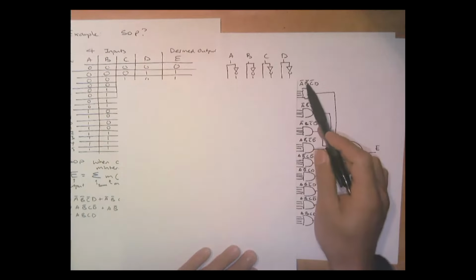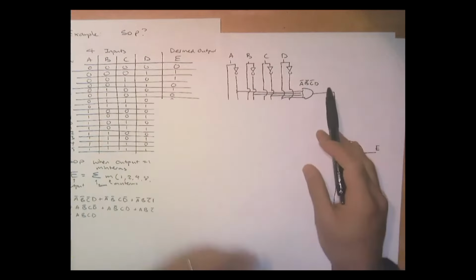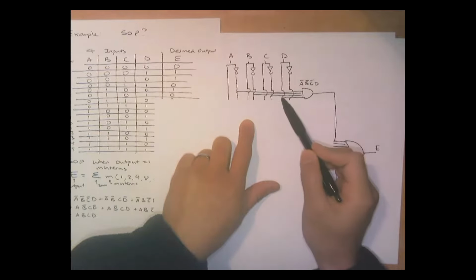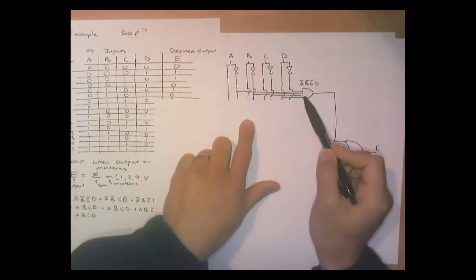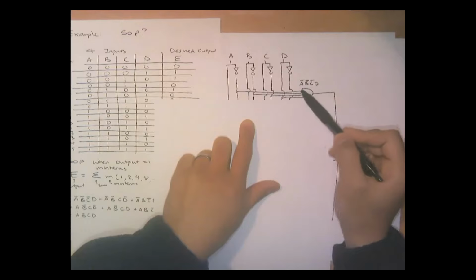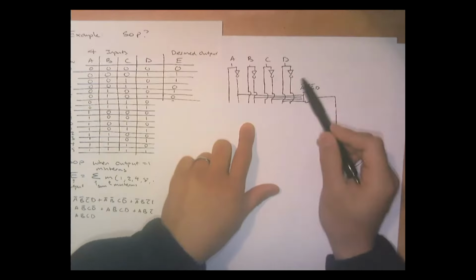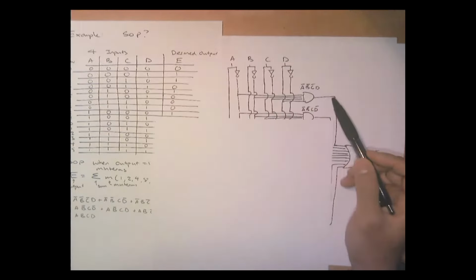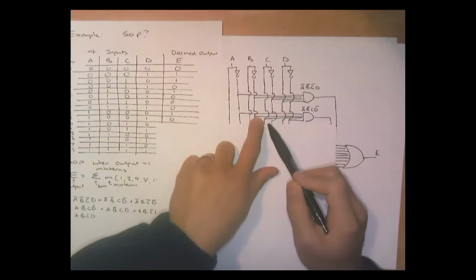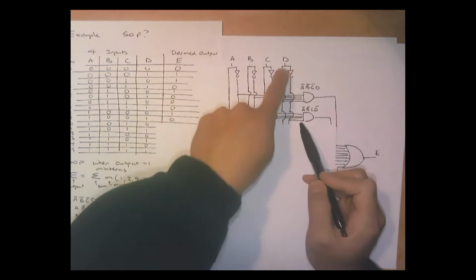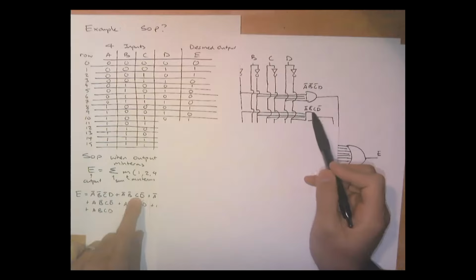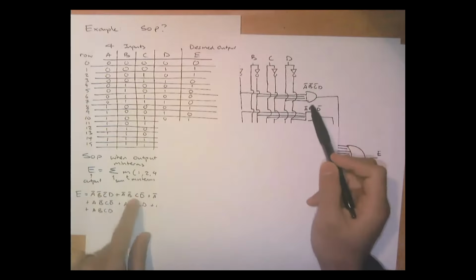So A bar, B bar, C bar, D. Let's double check. A bar, good. B bar, C bar, D. Excellent. And so I wrote down the min terms or the products right here above the AND gate. Just made it easier for me to do all the connections. I can go to the next one. A bar, B bar, C, D bar, and that should have been the second one here, A bar, B bar, C, D bar, right? These two correspond, and so forth.